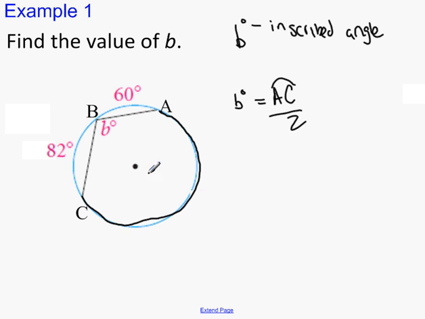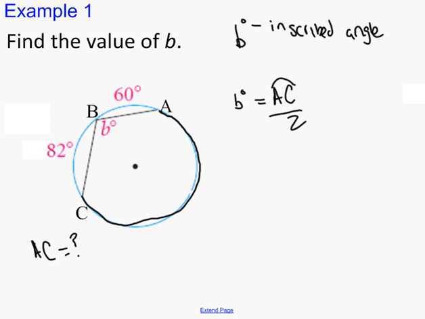But now we don't know what the measure of this arc is. So is there a way that we can find it? Well, here's what we know. We know that the whole circle is 360 degrees. And we know that the measure of arc AB is 60 degrees, and we know the measure of arc BC is 82 degrees. If the whole circle is 360, what must be the measure of arc AC?